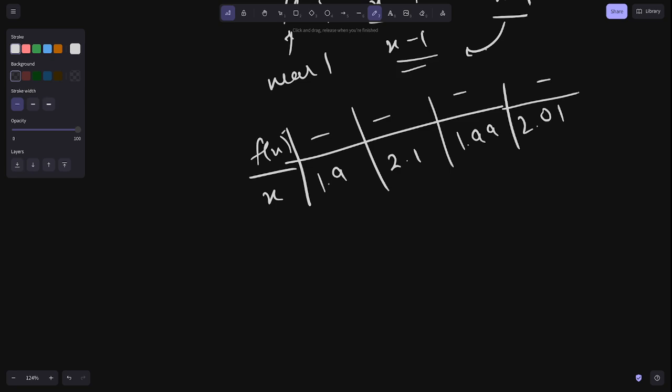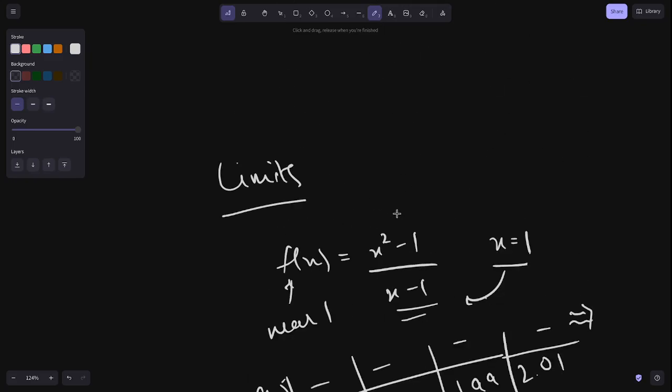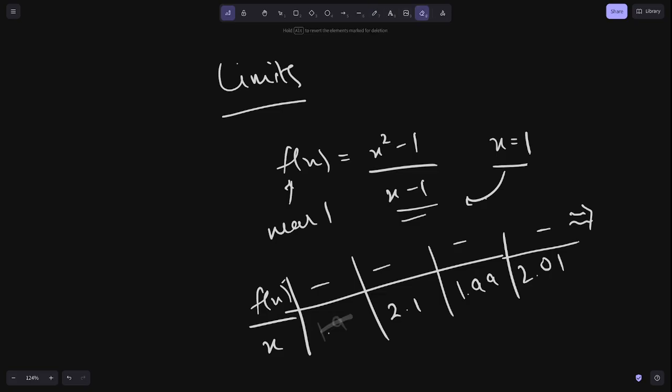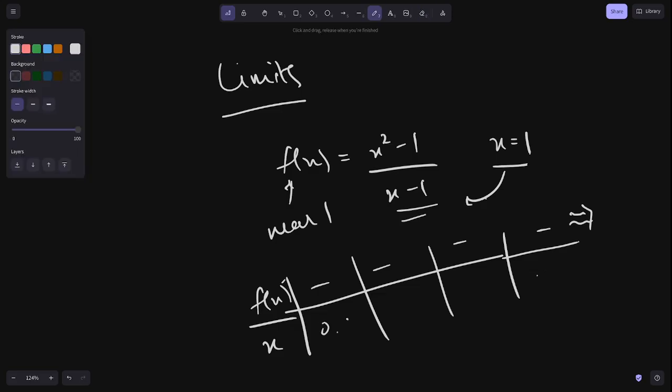So if we plot it, we see the value of f of x gets very... Oh, sorry, I messed up. Wait, let me just erase this. Let's take 0.9, 1.1, 0.99, 1.01. So these are the very closest values to 1.